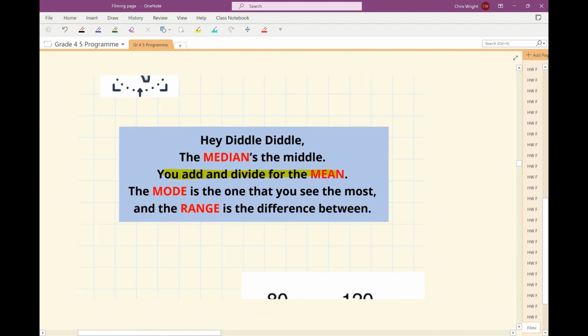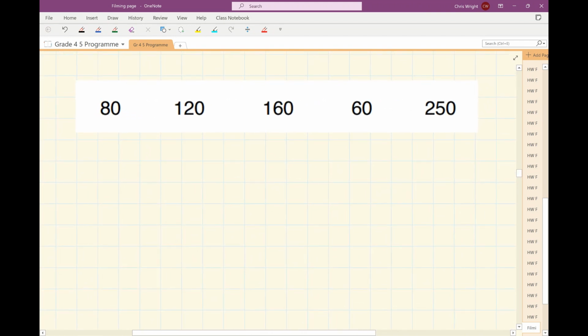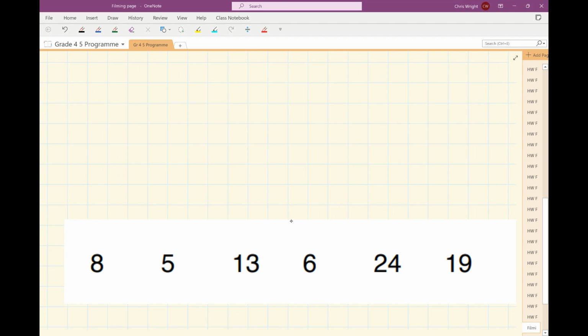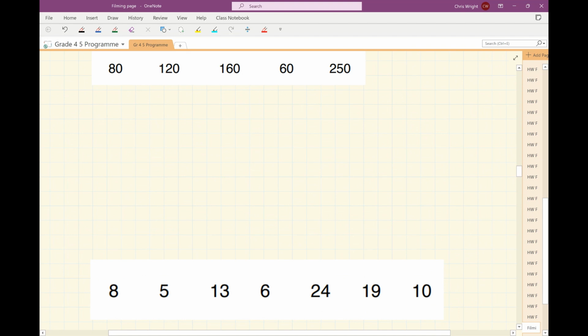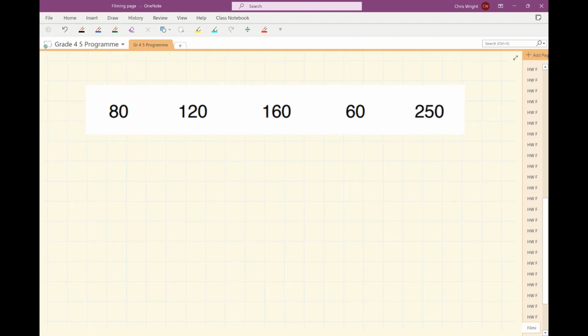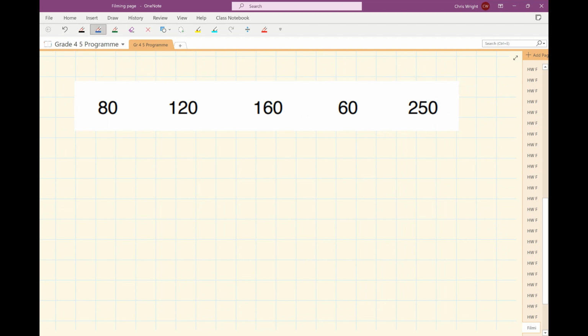Let's have a look at an example. Let's follow the instructions first, and then we'll understand why it is that you add and divide for the mean. Let's start with these 5 numbers here. The instruction is you add and divide for the mean. So I'm going to add up those 5 numbers, work out their total, and then I'm going to divide by the number of numbers. So I'm going to divide by 5 because there are 5 numbers.